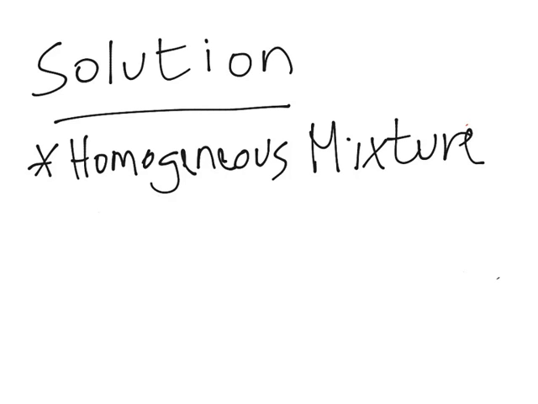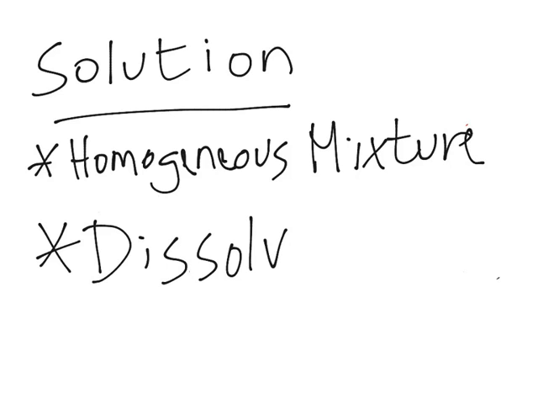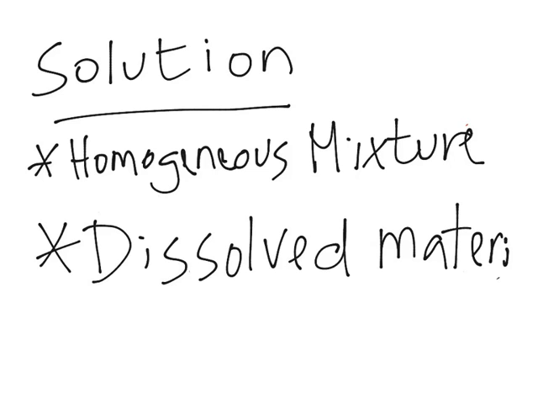Okay. Well, for something to be homogeneous, there has to be no difference between what you see. So everything must be dissolved for it to be called a solution. So let's just write it, dissolved material in some medium.